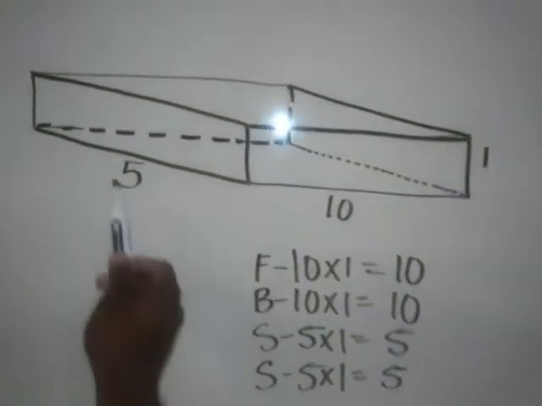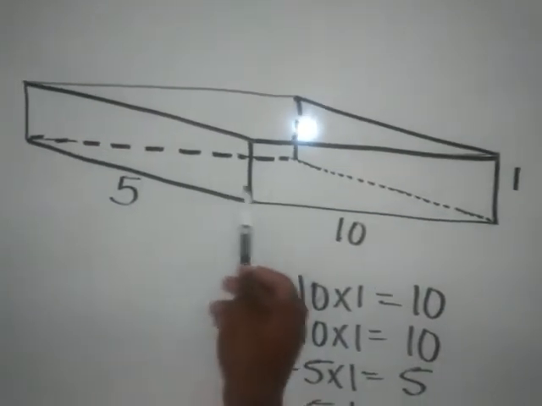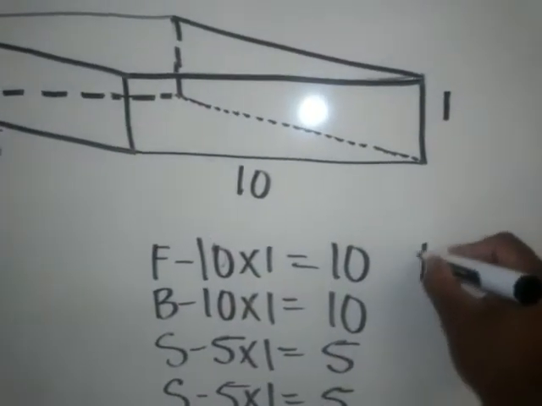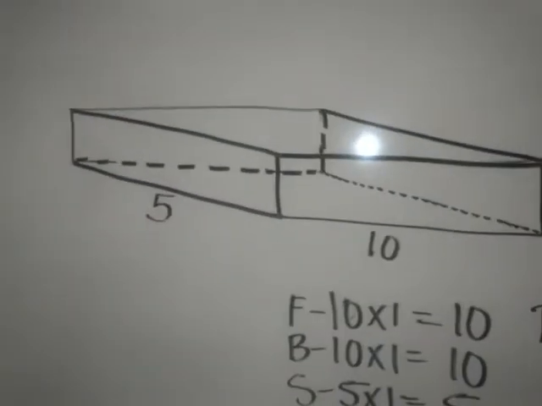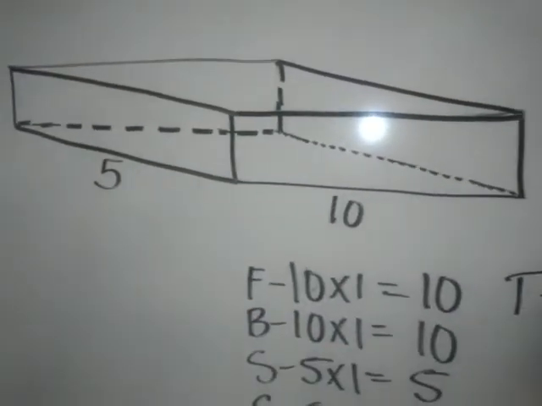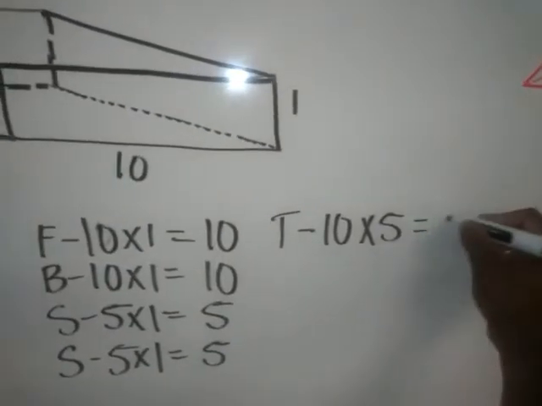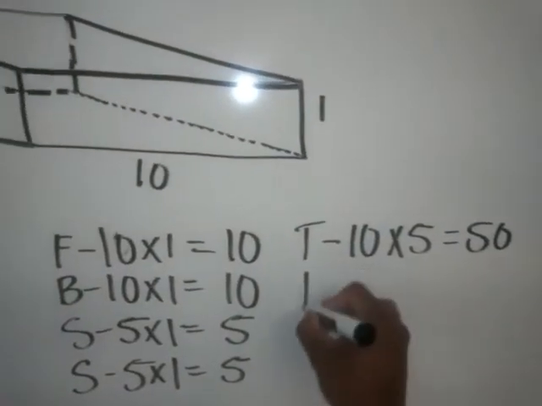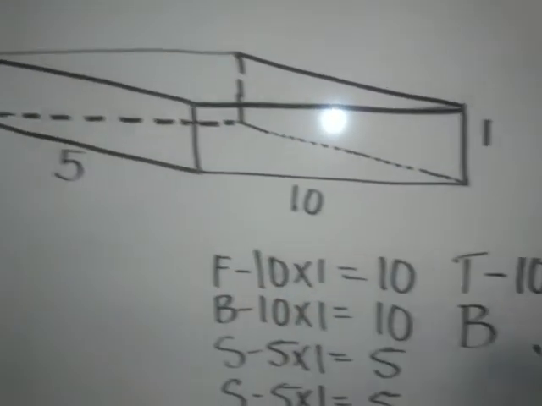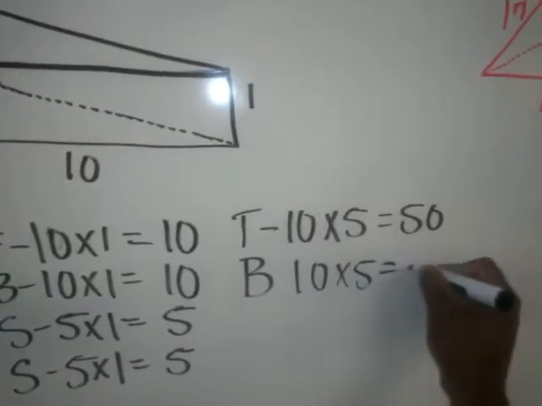That, of course, is the top and the bottom. They will also be the same. So we're doing this individually. So this, the top. The dimensions are, it's a 10 by 5. 10 times 5, which equals 50. And we have a bottom, also 10 by 5. 10 times 5 again equals 50.